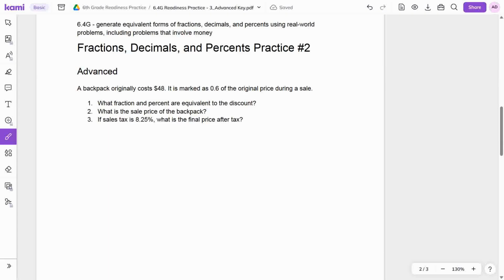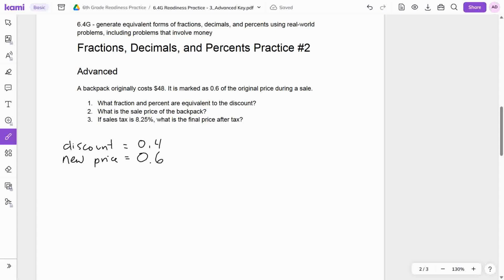For number 2, we've got a backpack that is marked as 6/10ths of the original price. So what fraction and percent are equivalent to the discount? This is a little bit backwards from the other one. Okay, so if the new price is 6/10ths, then we're looking for the discount. The discount is going to be the other portion that adds up to 100, so that's 0.4. So if I have a new price of 6/10ths, that means 4/10ths is my discount.